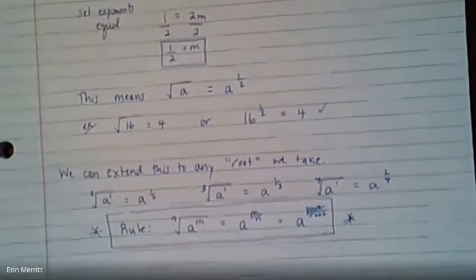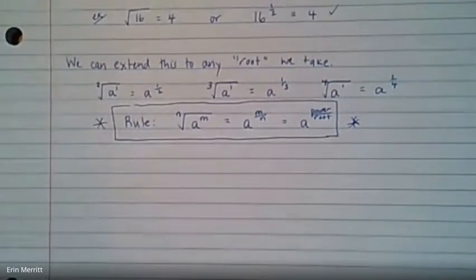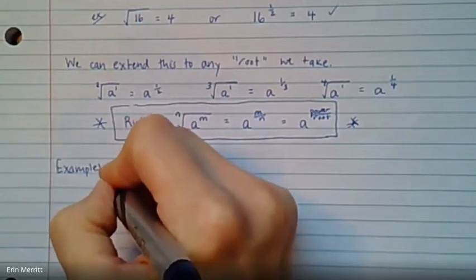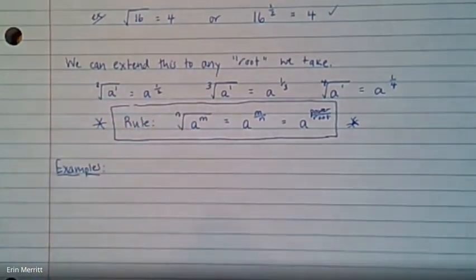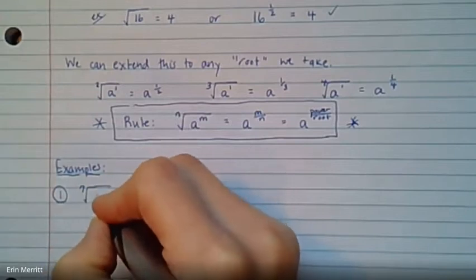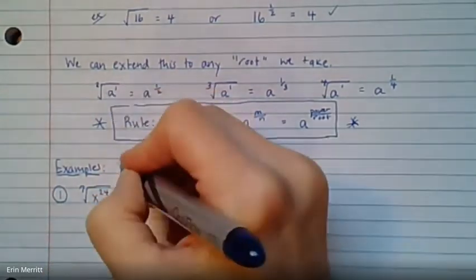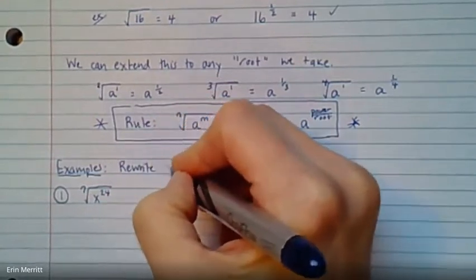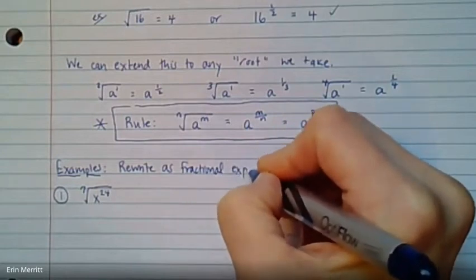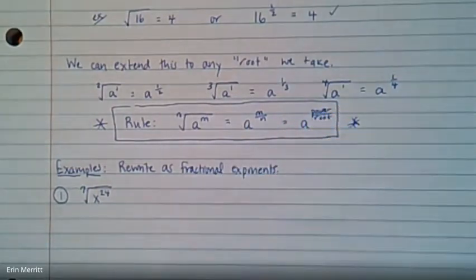So if we just do a few examples before we finish together here, we're going to use the fact that we can take any radical and write it as a fractional exponent so that then we can either simplify it from there or just rewrite it in a different format. So for this first one, if I give you the 7th root of x to the 24th, and I just say, let's rewrite these as fractional exponents.